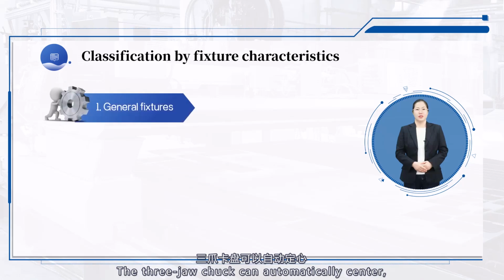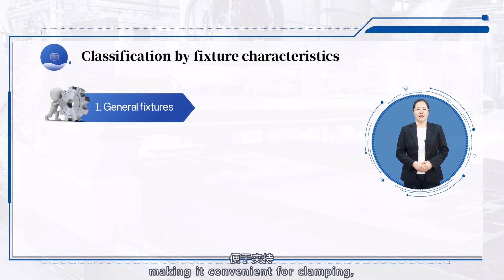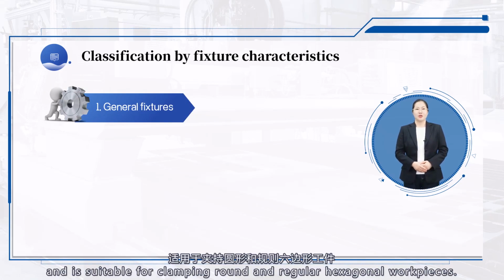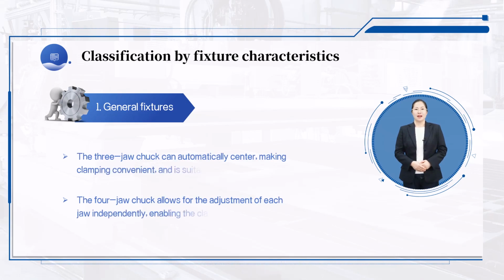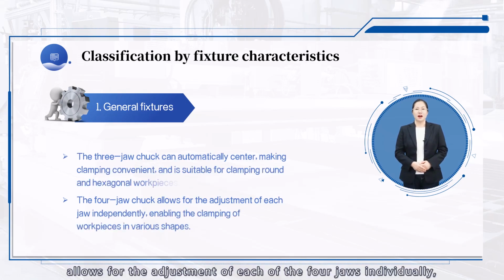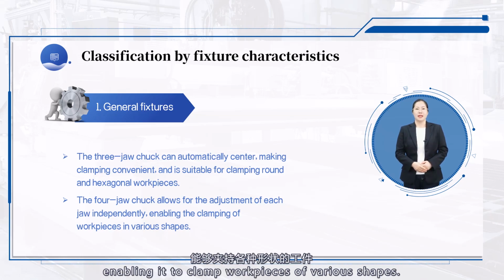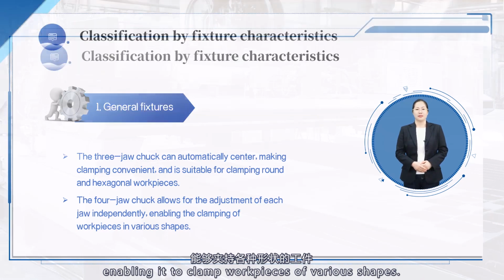The 3-jaw chuck can automatically center, making it convenient for clamping, and is suitable for clamping round and regular hexagonal workpieces. The 4-jaw chuck, on the other hand, allows for the adjustment of each of the 4 jaws individually, enabling it to clamp workpieces of various shapes.